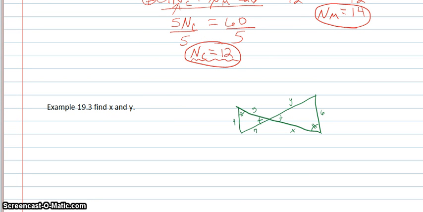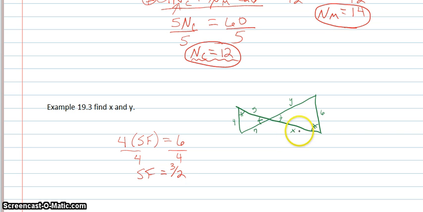Alright, in our next example we're looking at two triangles. They're presented in a different way than they were in lesson 18, but we can still use a scale factor to find out what our missing values are for x and y. So what I'll do is create a scale factor using this 4 and 6. So 4 times a scale factor would equal 6, and I'll just divide both sides by 4. So the scale factor is 3 over 2.